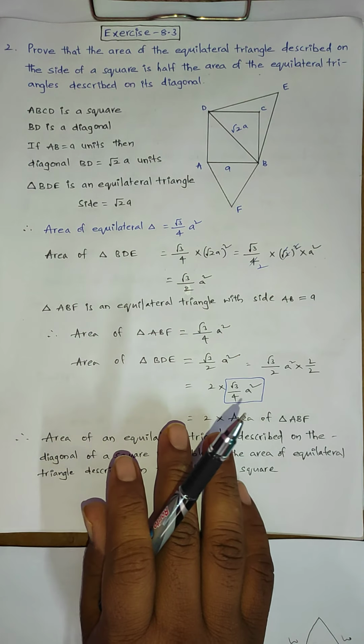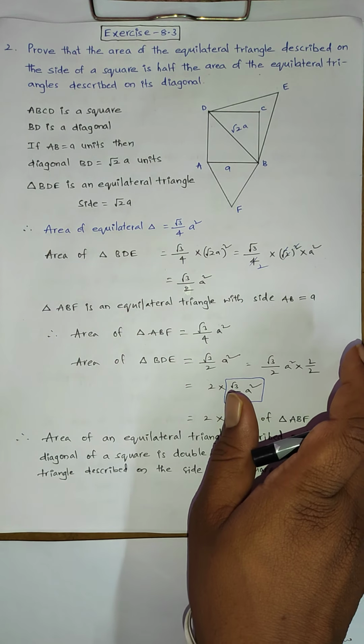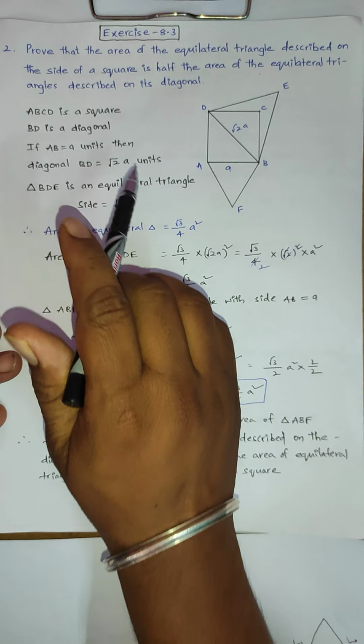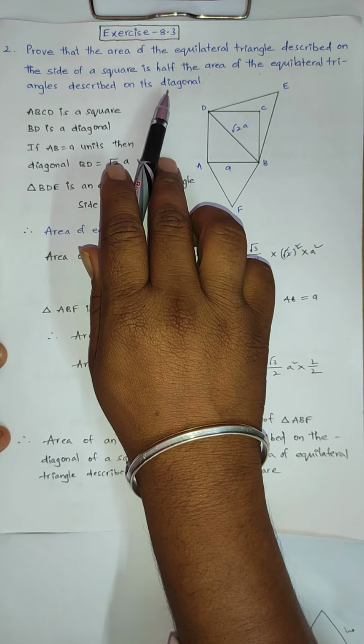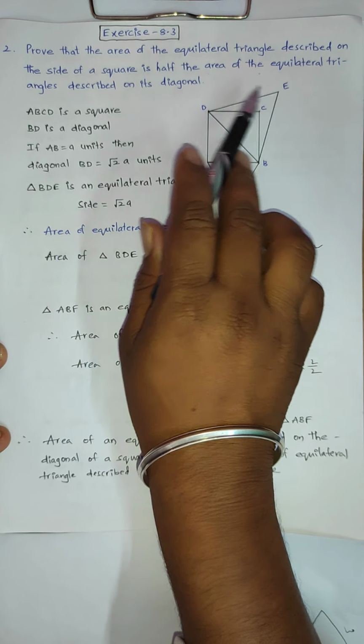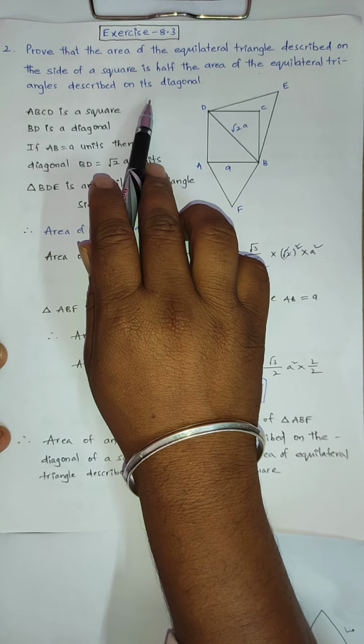Now second problem. Prove that the area of the equilateral triangle described on the side of a square is half of the area of the equilateral triangle described on its diagonal.